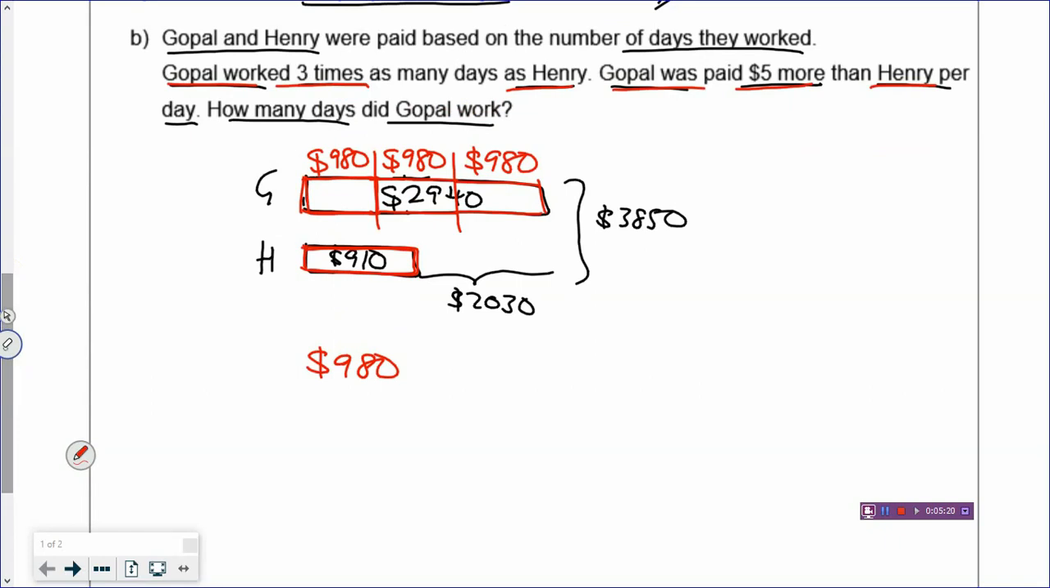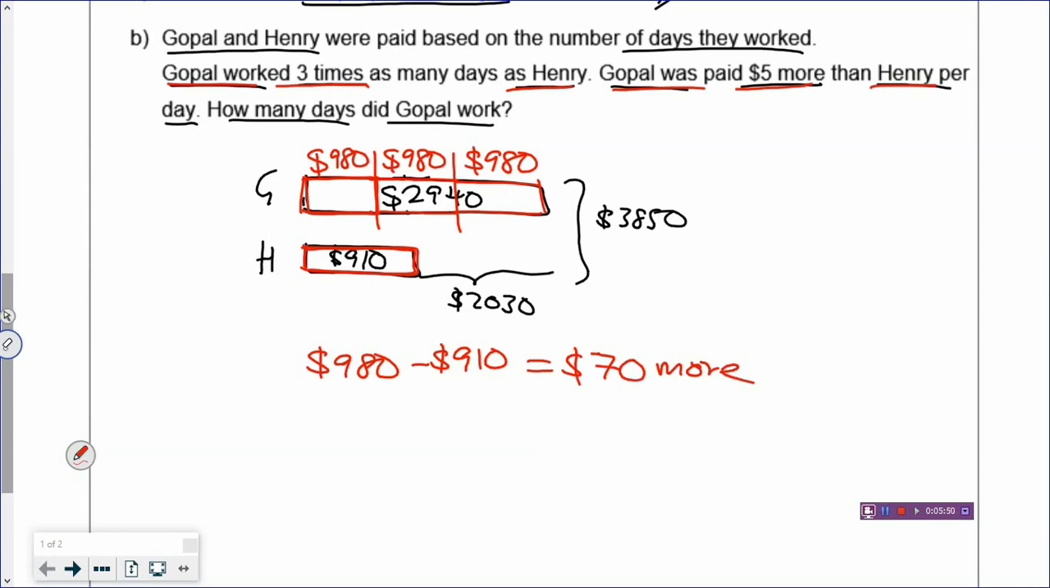Equal number of days. And how much more did Gopal get than Henry after working for the same number of days as Henry? So he will get $70 more, which is for the same number of days that both of them have worked. Am I correct? Alright, so we are now going to find how many days that is.